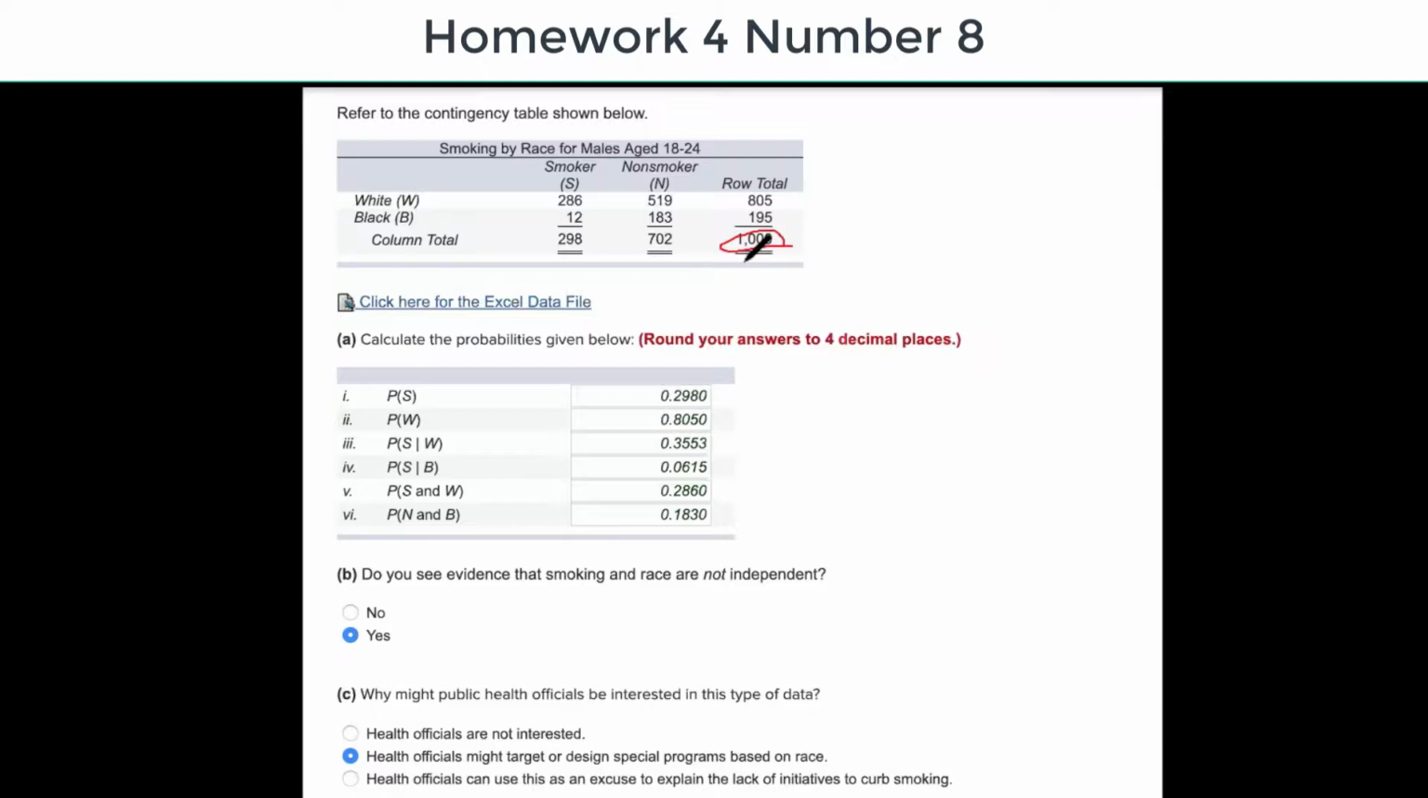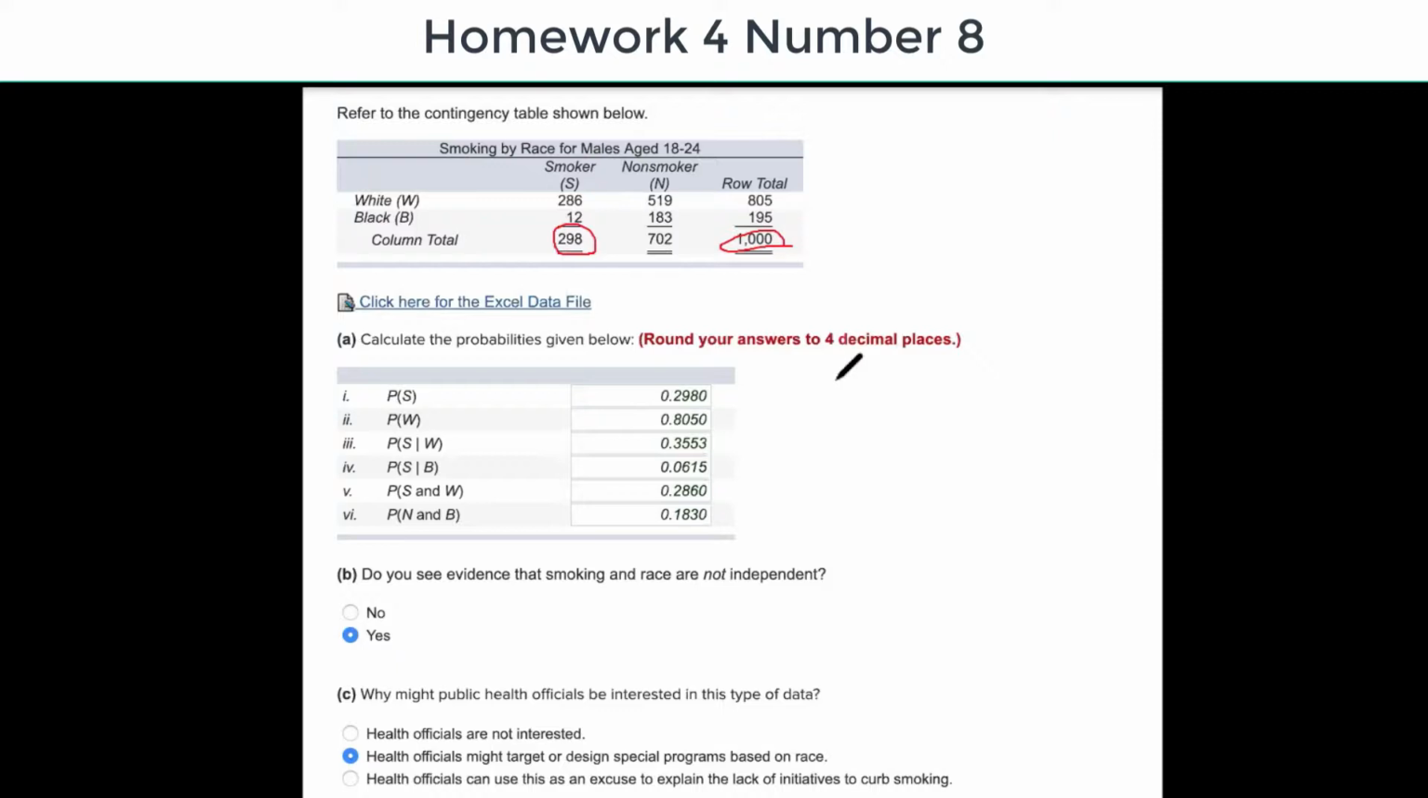So we're going to look at our table and go to the number of smokers. I'm going to go down and say, oh, the total number of smokers, and this is the total because they're not specifying white or black, they're just saying smokers, is 298. So to get this particular number, we just take 298 and divide by 1,000.